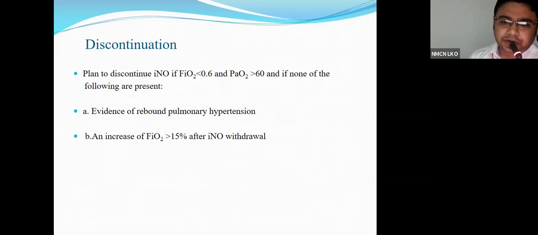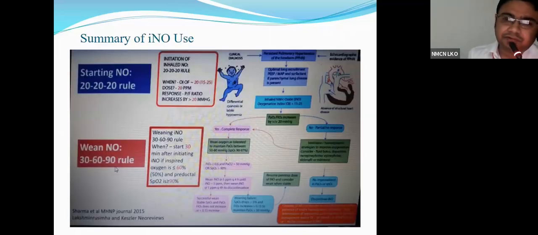So when do you discontinue? When the FiO2 requirement has come down to less than 60%, your PaO2 on the blood gas is more than 60, and there is no evidence of rebound pulmonary hypertension. And if the increment in FiO2 has been more than 15%. So this is the summary of iNO use.